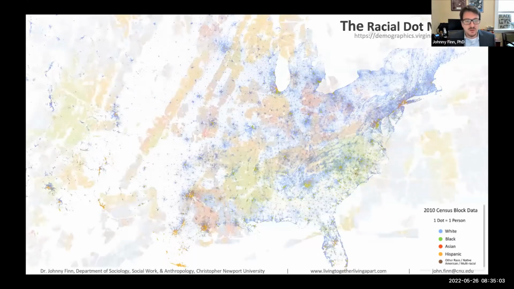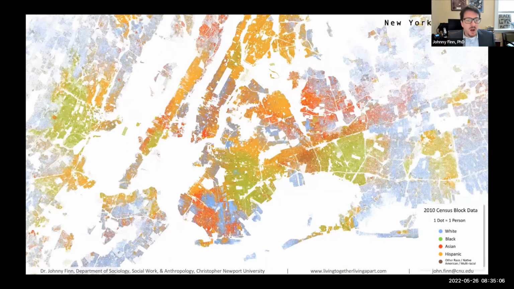If you zoom in, for example, to New York City, when I think of New York, I think of a real metropolitan, diverse, multicultural, multiracial city. But what this map shows is that at the end of any day, when folks go home to the apartments and homes they live in, those are on city blocks and in neighborhoods that are largely populated by other people of the same race and ethnicity.